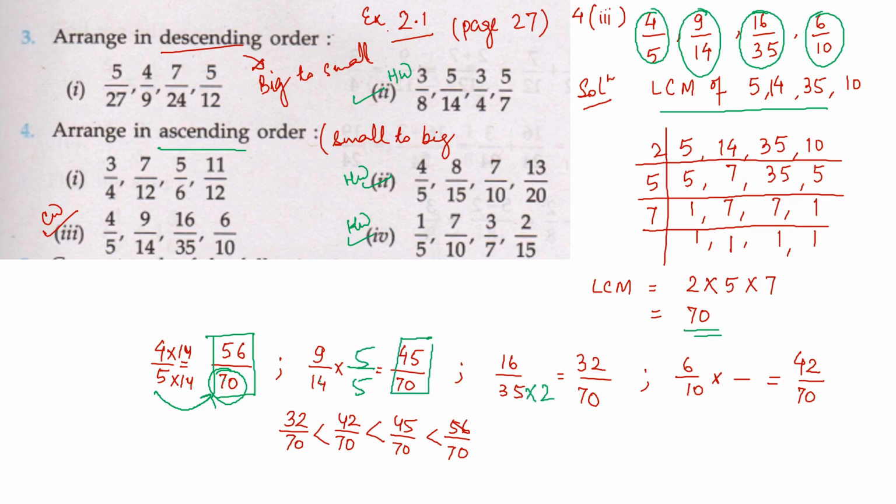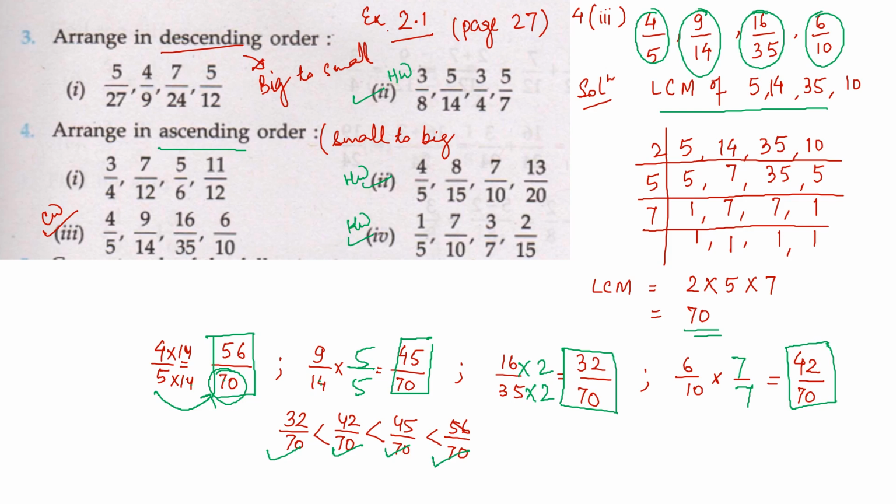35 into 2 is 70. So 16 into 2 will be 32 by 70. 10 into 7 is 70. So 6 into 7 will be 42 by 70. These are your new fractions. Now for your ascending order, which one is the smallest here? 32 by 70 is the smallest. Then comes 42 by 70, then 45 by 70 and 56 by 70.